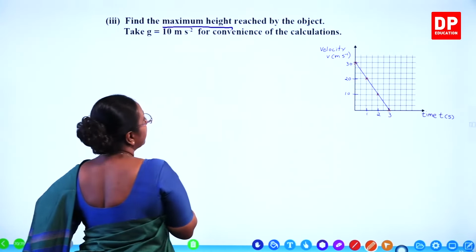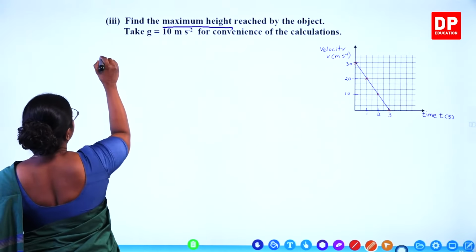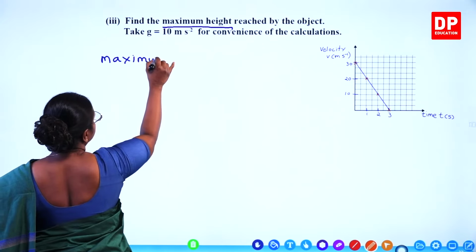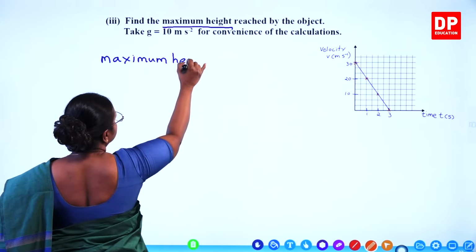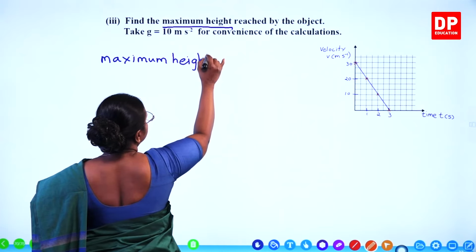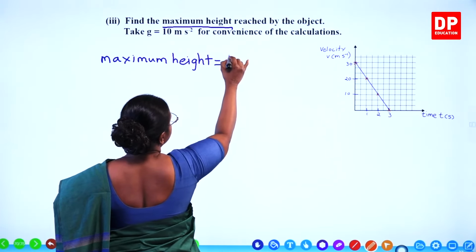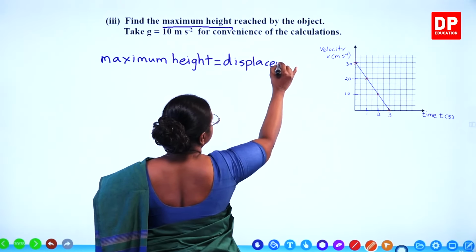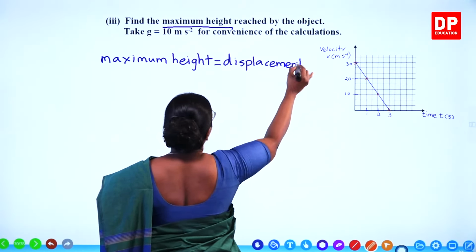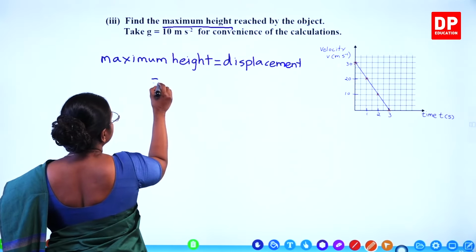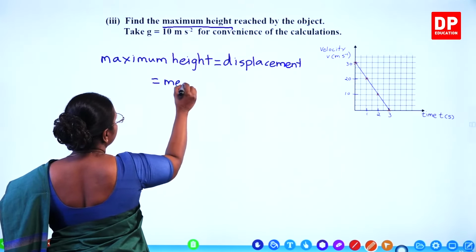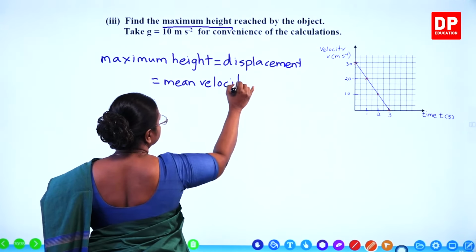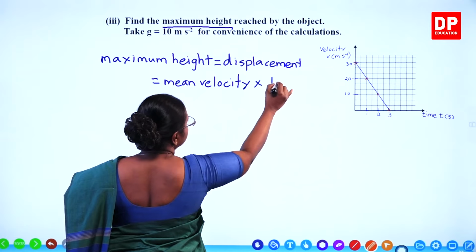So here, if I use that method, maximum height is the displacement, that is equal to mean velocity into time.